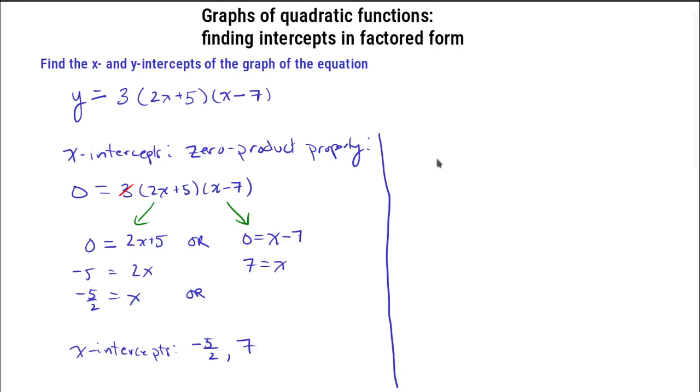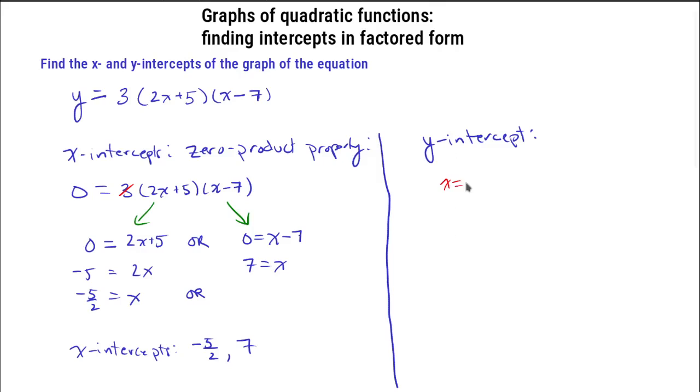Let's try the y-intercept. All right, so here the y-intercept, it's where the graph crosses the y-axis. The y-axis is where x equals 0. It's the line x equals 0. So we just take x equals 0. Let me color code this.